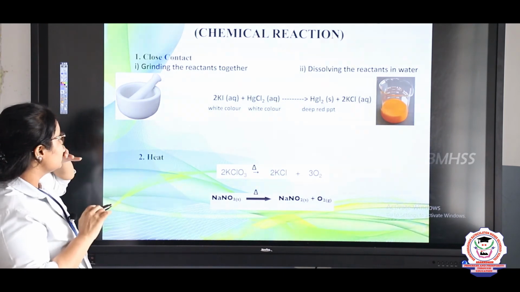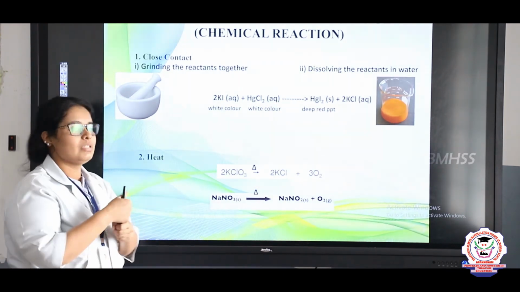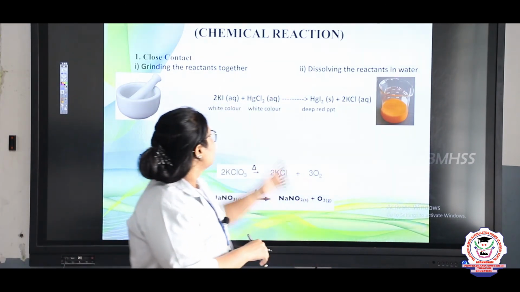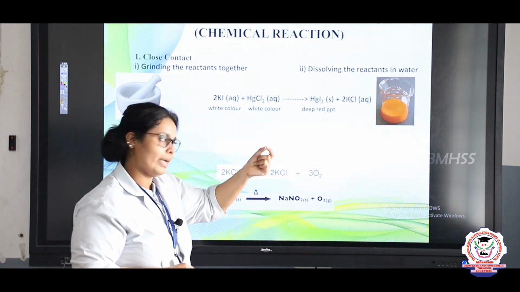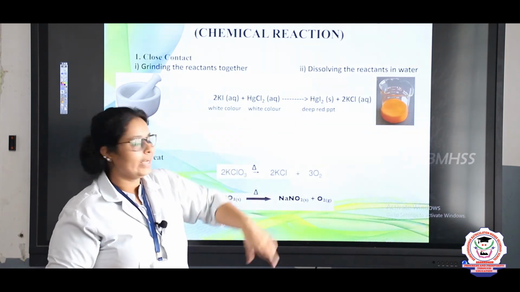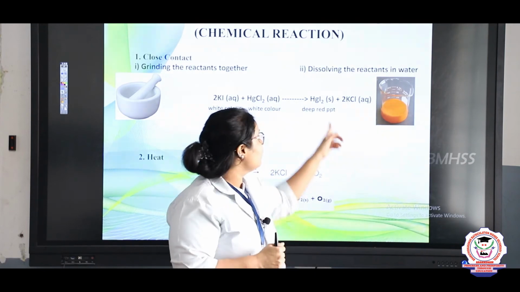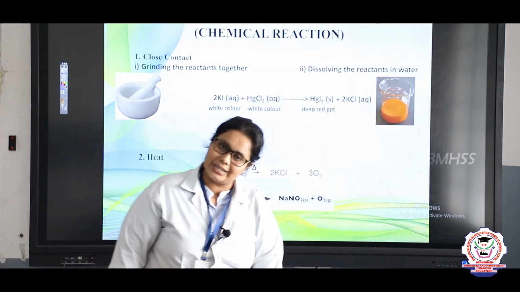Now the first condition is that there should be close contact between them. Here it can be processed by grinding or it can be dissolved in water. So this is the reaction. Here KI is potassium iodide, and HgCl2 is mercuric chloride. Now these two are white in color, but when I grind them, it becomes, see this color, a deep red color.